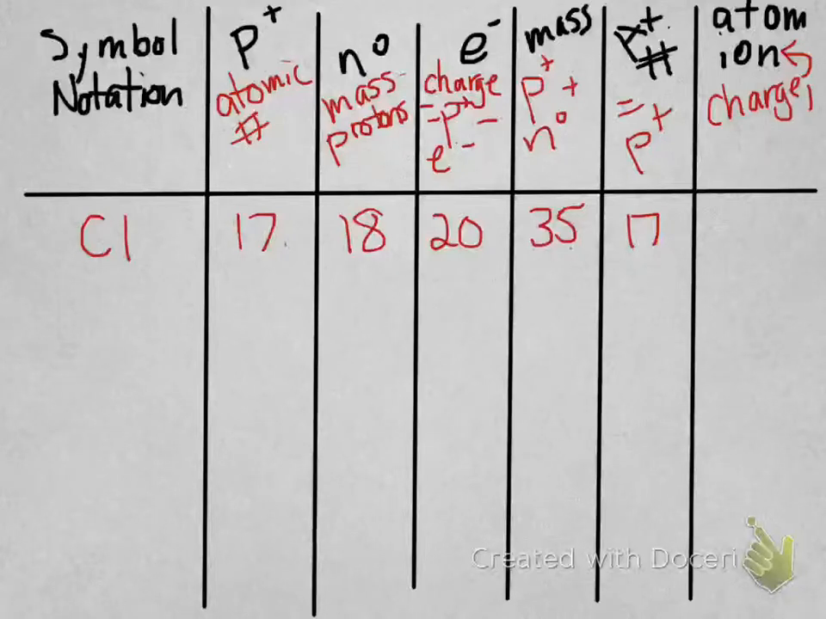Now when we complete our symbolic notation, first we put our mass in the top left, so we had 35 for this one. For atomic number, that's our protons right below. And here when we take a look, it says that it has 20 electrons and 17 protons. That means I have 3 more negative charges than positive charges, giving it a charge of -3. We would call that an anion. That's our name for a negatively charged ion.